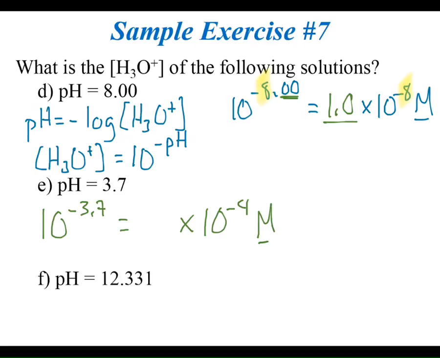How many digits should I have before it? Yes. How many decimal places did I have in pH? 1. So I ought to have 1 in the coefficient. So what times 10 to the negative fourth is it? 2.